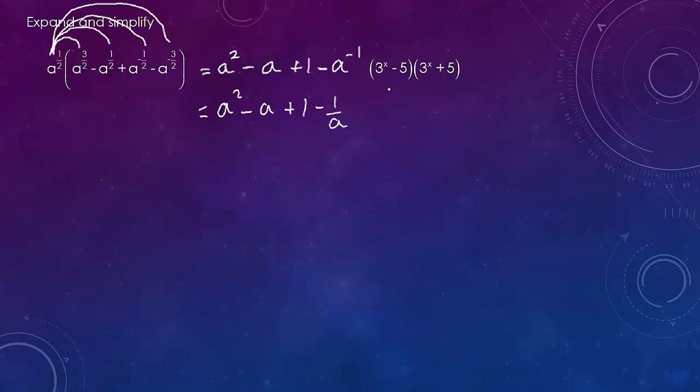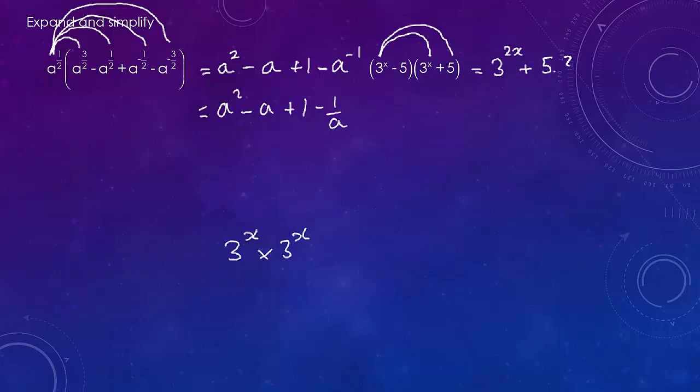Now we have 3 to the x minus 5 multiplied by 3 to the x plus 5. You could well recognize this as a difference of 2 squares, but I won't do it that way, just to show the full expansion. So 3 to the x multiplied by 3 to the x. Remember what we do to the indices. We add them, and x plus x is 2x. 3 to the x multiplied by 5, they're both positive, so that's going to be 5 times 3 to the x.